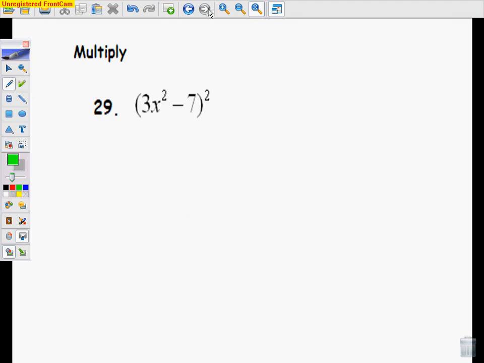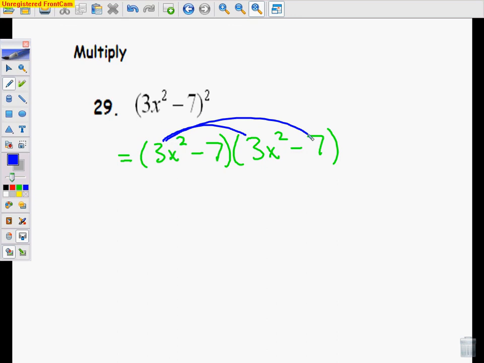Here we have 3x squared minus 7 all to the second power. Now this one is kind of deceiving because a lot of people try to distribute that exponent of 2 on the outside, but you can't do that. 3x squared minus 7 all to the second power is the same thing as 3x squared minus 7 times 3x squared minus 7. And from there, we FOIL or distribute. This 3x squared has to distribute to both of those, or do your first and your outer. So 3x squared times 3x squared is 9x to the fourth. Because remember, when you multiply powers, you add the exponents.